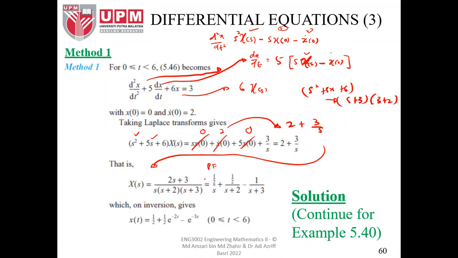Then you have this 3, so you make the denominators equal, so you have (2s plus 3) over s(s plus 2)(s plus 3). Next you need to do the partial fractions, so you get the constant A, which is 1 over 2s, plus constant B, 1 over 2(s plus 2), and minus 1 over (s plus 3). From here, we need to do the inversion. Inversion means you go from the Laplace transform towards the function of t. So we call it inversion.